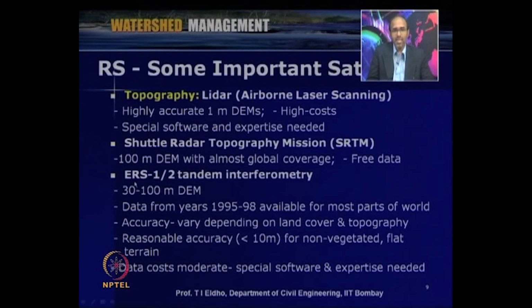And another series of satellites called ERS 1/2 tandem interferometry. Here it is somewhat higher resolution, and a 30 to 100 meter detail elevation model can be obtained. Data from the years 1995 to 98 is available for most parts of the world. Accuracy varies depending on land cover and topography, and reasonable accuracy, even less than 10 meter, can be obtained for non-vegetated or flat terrain, and the data cost is moderate. Here the cost is less, and special software and expertise are needed to process this data.